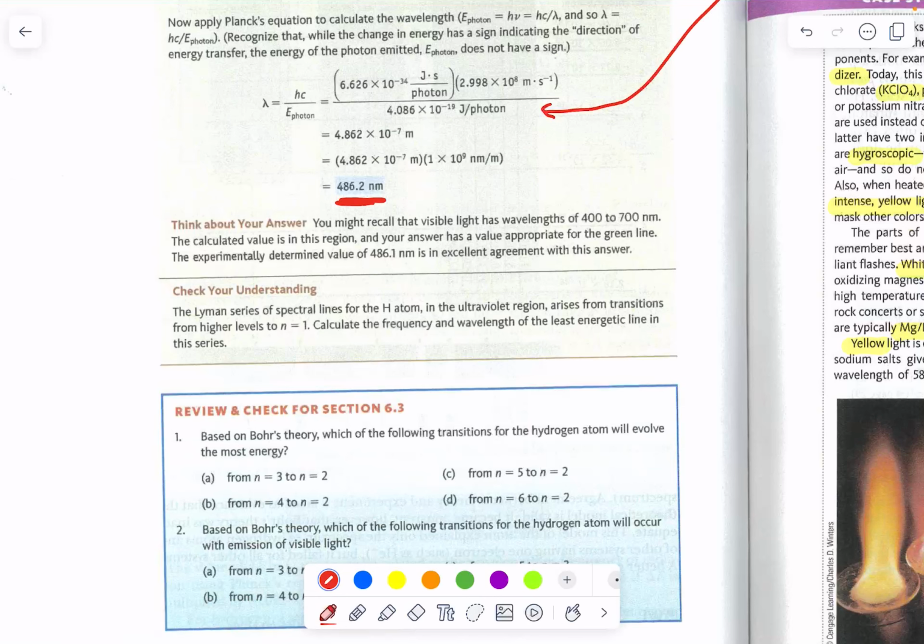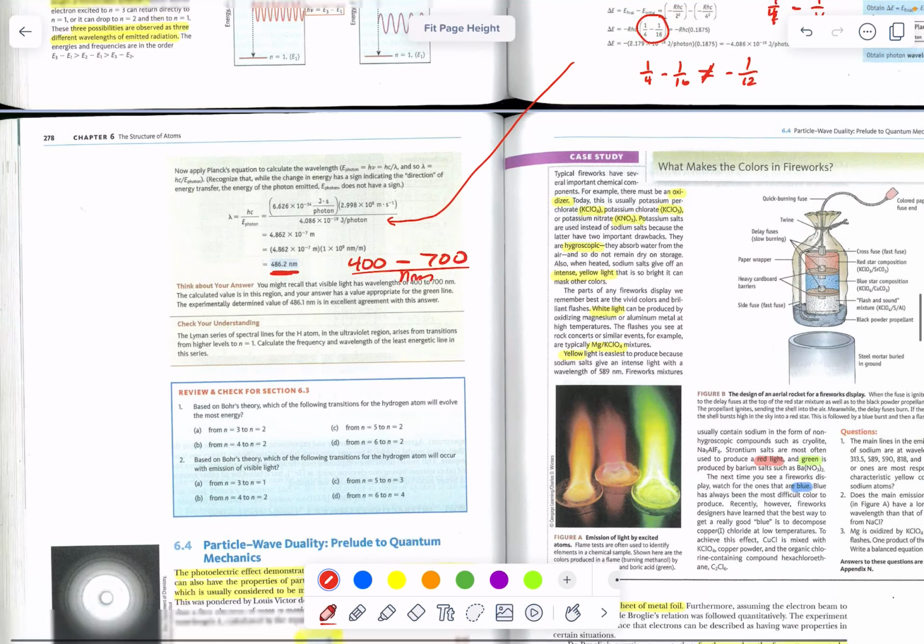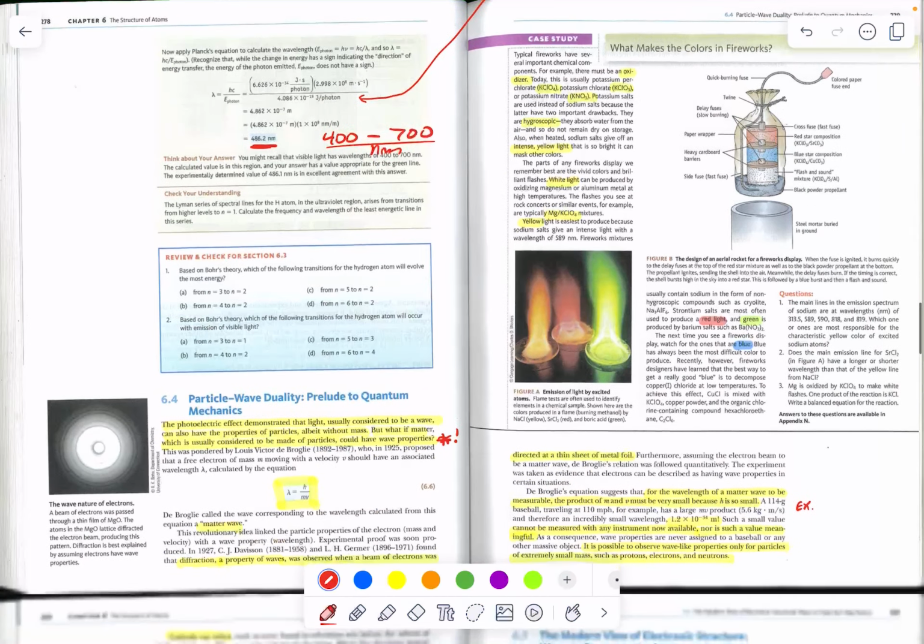Another trick, when you see math problems like this, and you will on homework or tests, please note that to be in the visible part of the spectrum, you must be somewhere between 400 and 700, and I'm rounding off, nanometers. If you're expected to be in the visible part of the spectrum and you're getting an answer that is outside this range, you've probably made a math mistake somewhere. And we're going to stop right there.